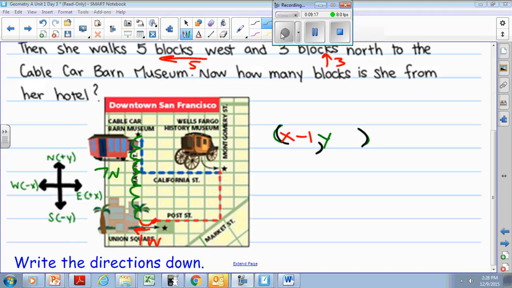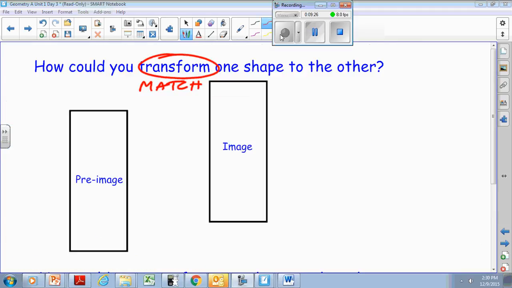Let's see, what do we need? I went up how many times? 7? 7 north? There it is.